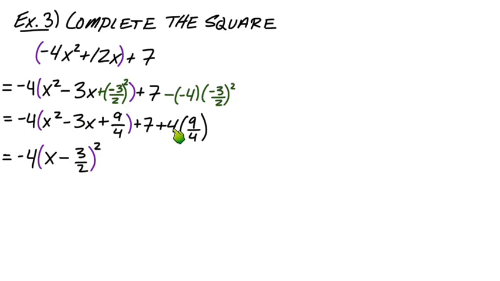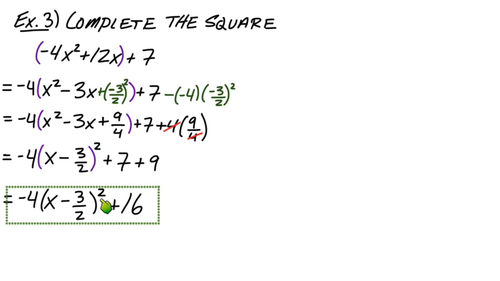Okay, and then what about this stuff I have on the outside? So I got plus 7, and then 4 times 9/4. Those 4s are going to cancel. That's just 9. So really, I'm about done here. Negative 4, x minus 3/2 squared plus 16. So the great part about this is if this is in vertex form, that's a shift to the right 3/2 and then up 16. So the vertex would be at 1.5 comma 16.